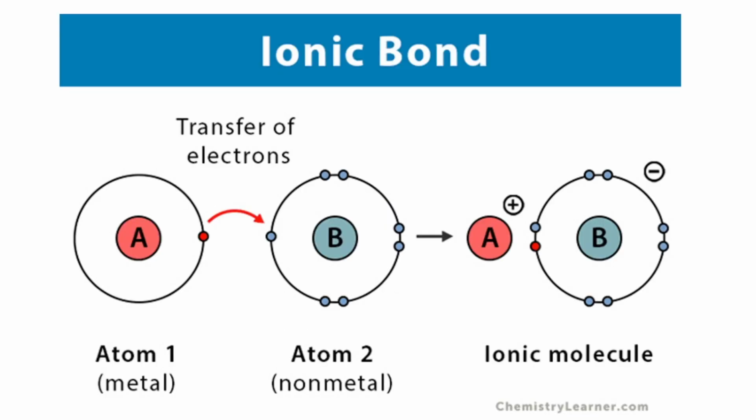Ionic bonds are formed by attraction between positive and negative ions. What's an ion, you ask? An ion is basically an atom with additional or fewer electrons. More electrons, it's a cation. Fewer electrons, it's an anion. Not to be confused with onion.